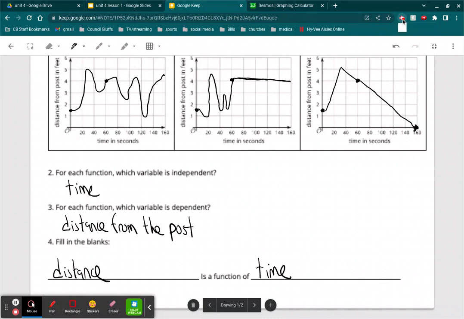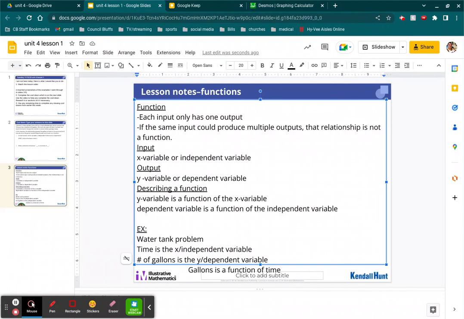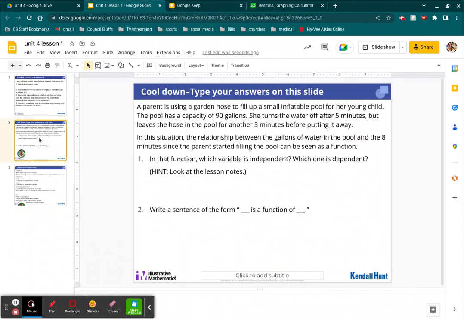Okay, that is it for today's lesson. What I want to do is quickly take a look at your cool down, which is in the slideshow as well. You can go ahead and type your answers directly in the slideshow. So let's take a look at the cool down here. In this case, the scenario is we're filling up a pool. This pool problem is very similar to the water tank problem that we gave. So my hint here is to look at the lesson notes.